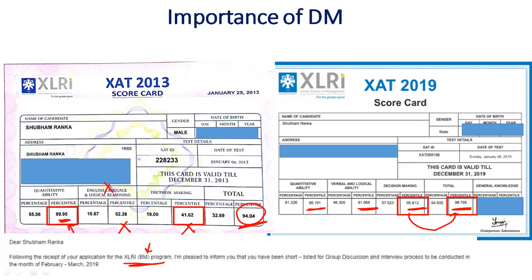In these two scorecards, the major thing that makes a difference is the sectional importance. I've been in touch with decision making for 4 or 5 years, working on it. So now I can very confidently say that this has the highest ROI. Per unit time that you spend on every question, decision making is the easiest to crack. So the most return comes from here.